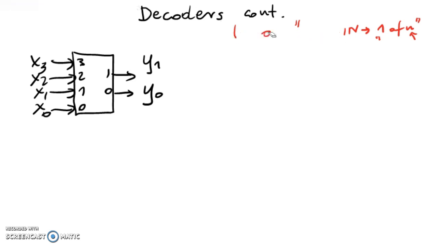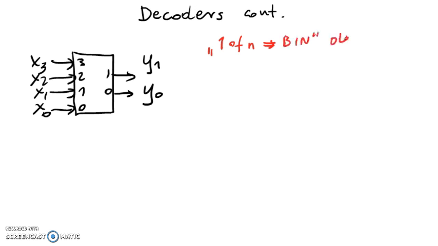Okay, so the first topic of this mini lecture is the opposite decoder. You must name it one of n to binary decoder, and you must give n. N equals 4 in this case, which means 4 input decoder having 2 outputs. And the rule is the opposite.